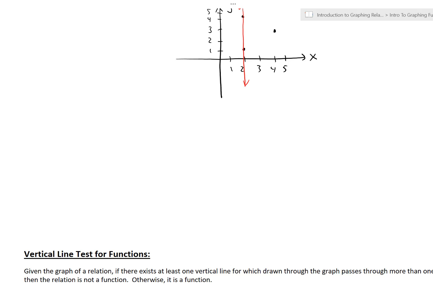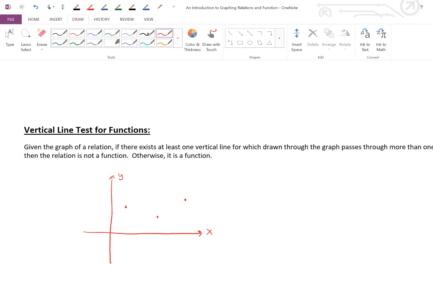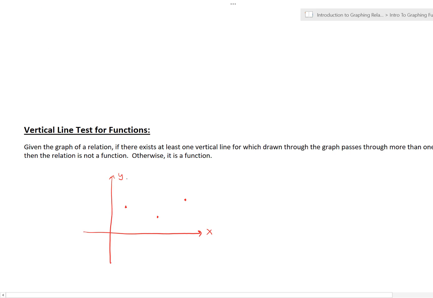So let's do one last example just to get this idea across. We're going to draw a little Cartesian plane here, and I'm just going to graph a few points. 1 point, 2 points, 3 points. There are some points. I don't even know what they are. It doesn't matter here. So you say, okay, that's my entire graph. If I draw a vertical line through every ordered pair, just pretend it goes there, on the graph, then each of these vertical lines is only passing through at most one point. So by the vertical line test, it is a function.